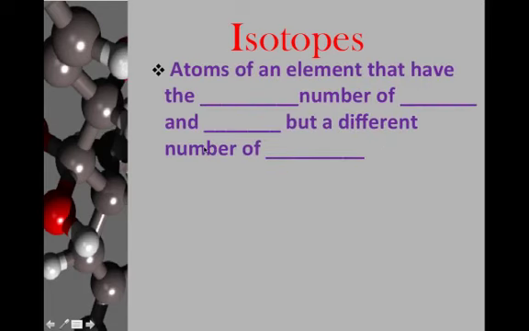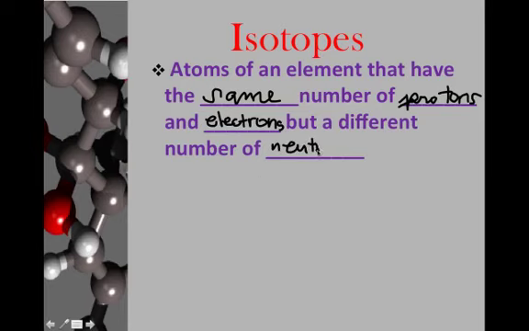Isotopes are defined as atoms of an element that have the same number of protons, because an element will always have the same number of protons and electrons, because a neutral atom will have electrons that balance their protons. But they weigh a different amount because they have a different number of neutrons. Remember that, guys. An isotope has the same number of protons and electrons, but a different number of neutrons.